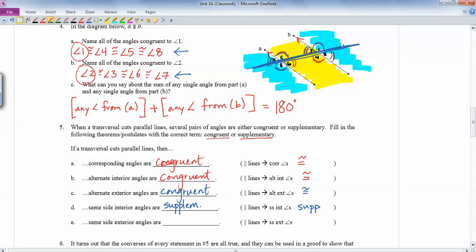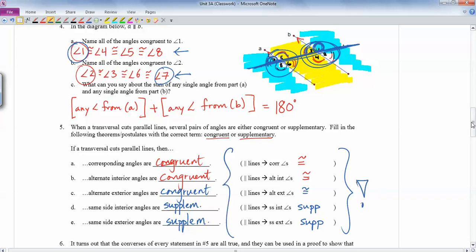Okay, and if we did same side exterior angles, well, I'll pick one from here like angle 7, and then I pick something on the same side over here, but on the exterior as well, like angle 1. So 7 and 1. Well, 7 is down here, 1 is up there. Anything from A plus anything from B is 180, supplementary. Okay, so again, these 5 things right here are going to be incredibly important for this unit because we're going to use them all the time.